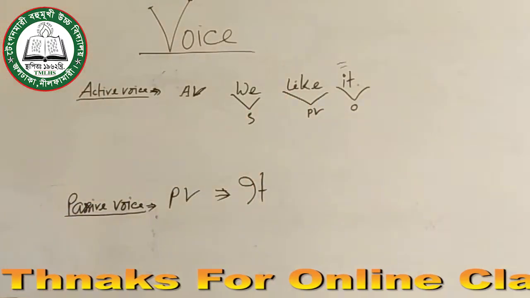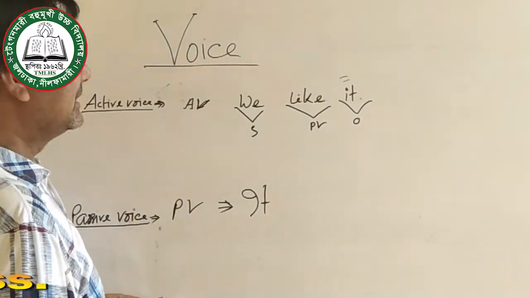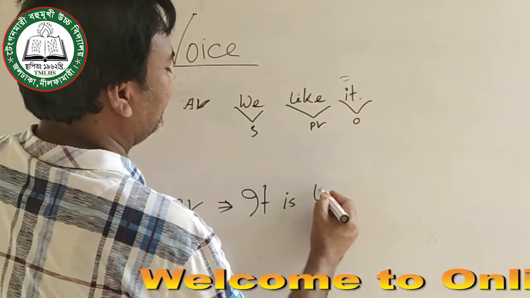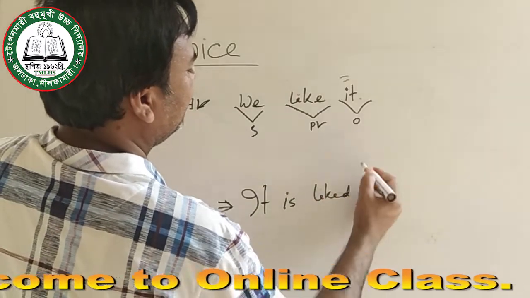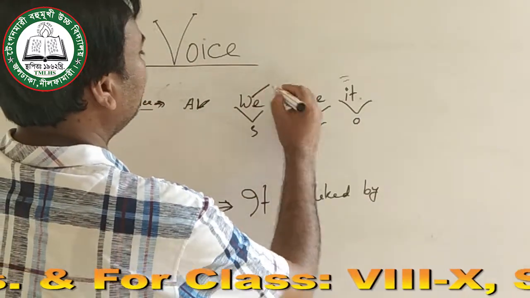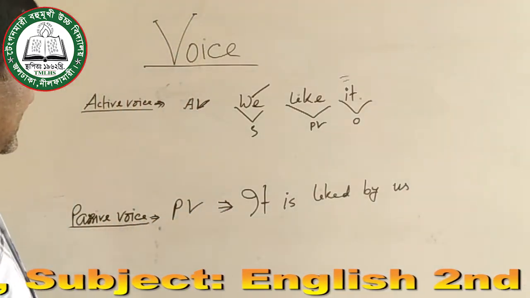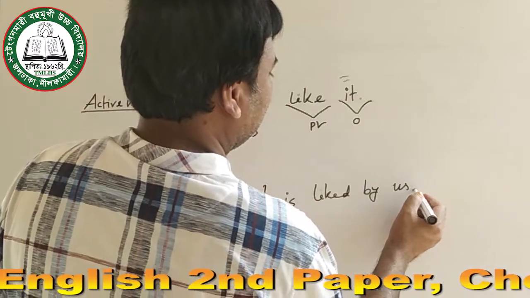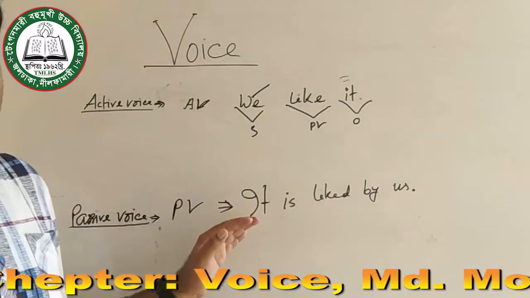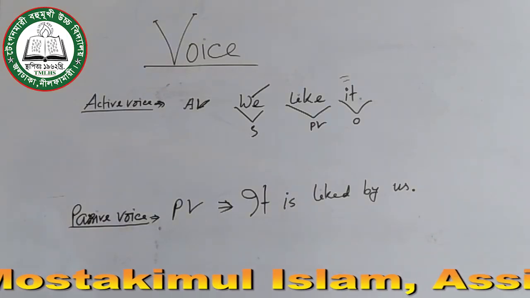Now. It is present indefinite tense, so after the subject the auxiliary verb will be is. Here it is. Next liked. Here preposition by. It is liked by we. Here us. It is liked by us. This is passive voice. Okay, my dear student, this is very simple. This is the example of present indefinite tense.